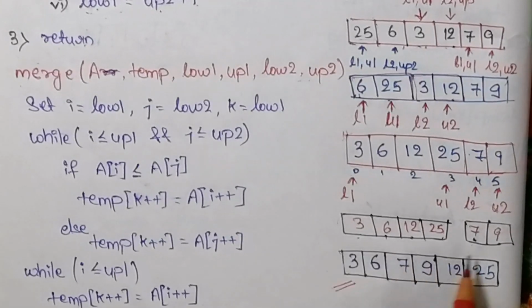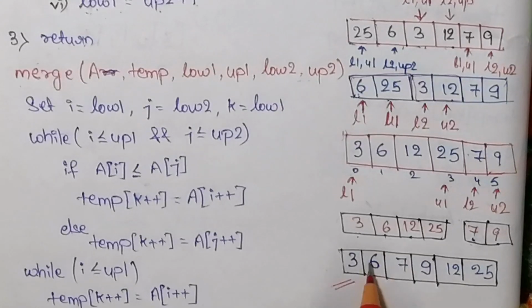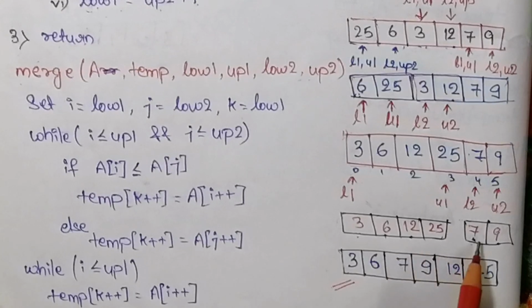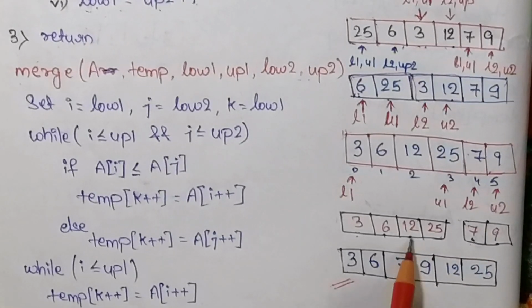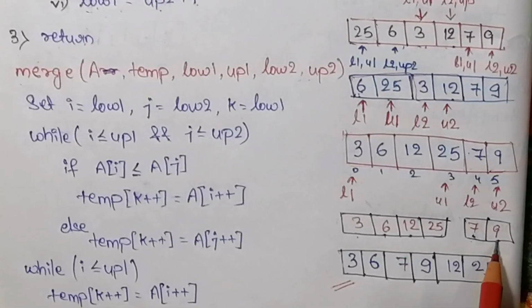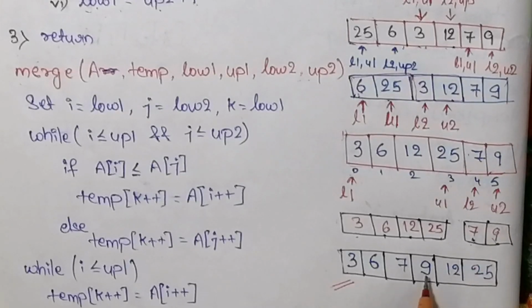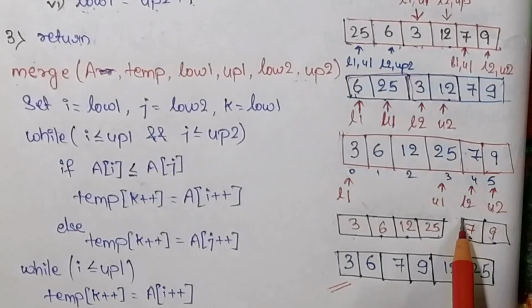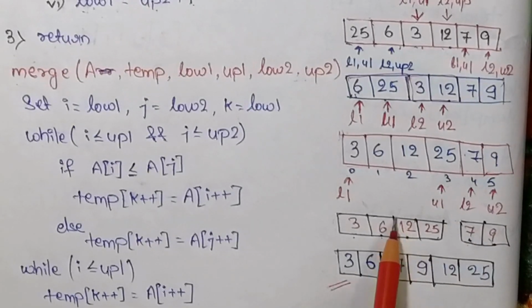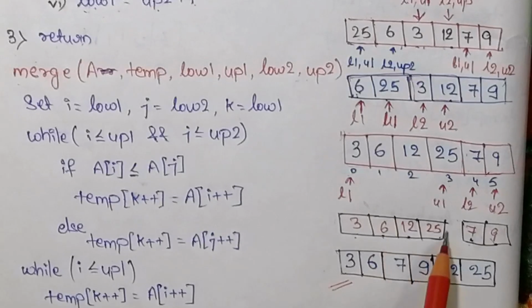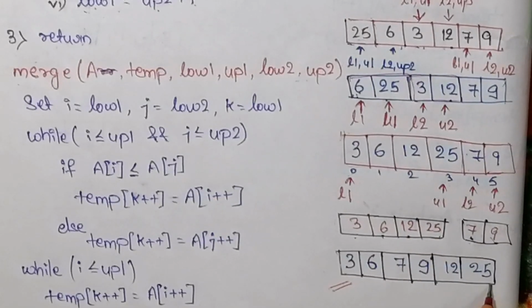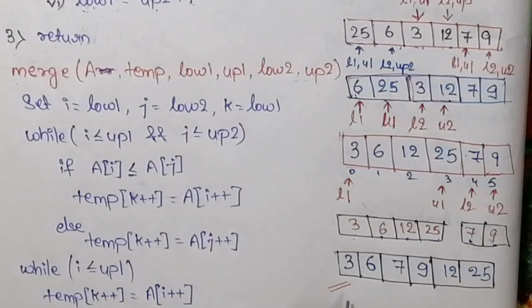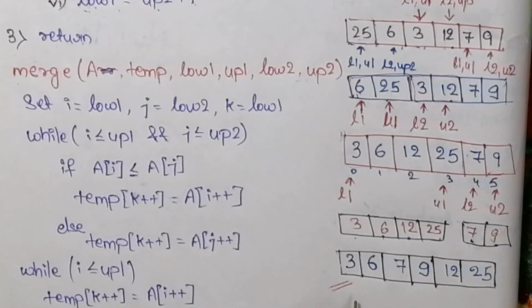Then 6 will be compared with 7. As 6 is smaller, it will be stored, and then 7 is compared with 12. Here 7 is smaller, so it will be stored, and then 12 is compared with 9, right? As 9 is smaller, it is stored next, and then there are no remaining elements in the second array, and we have only 2 elements in the first array. As they are already sorted, they will be stored in the same order. So this is the final array that we have got after sorting using the merge sort process.